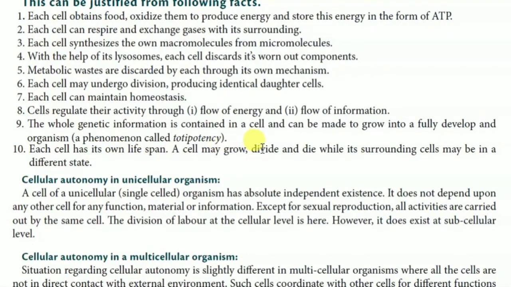A cell may grow, divide and die while its surrounding cell may be in a different state. Kwa cell moja anaweza akagrow, akadivide, akadifferentiate, akafa, lakini cell anayefuatia hapa akawa bado ni mzima. Unaona? Labda tu inategemea na sababu iliyosababisha cell afe, if it is whether apoptosis or necrosis.